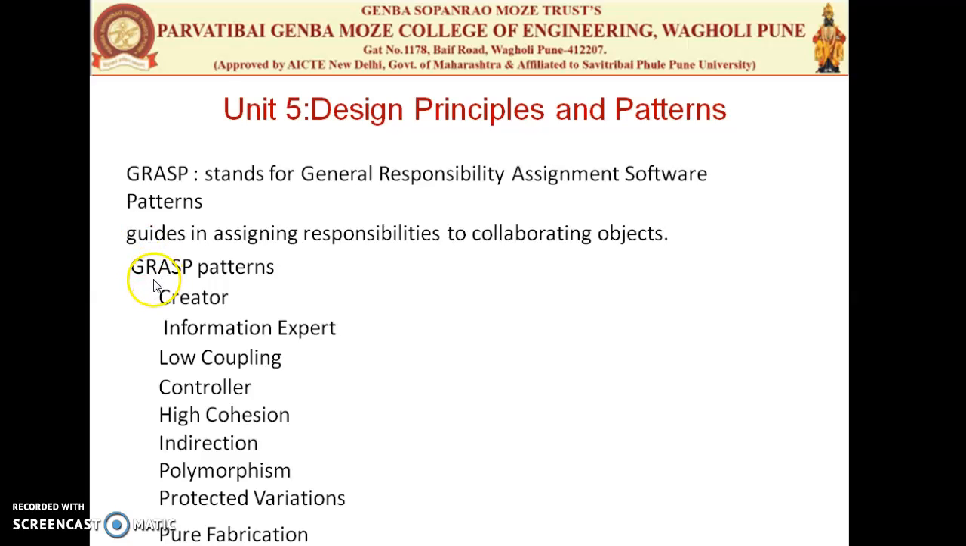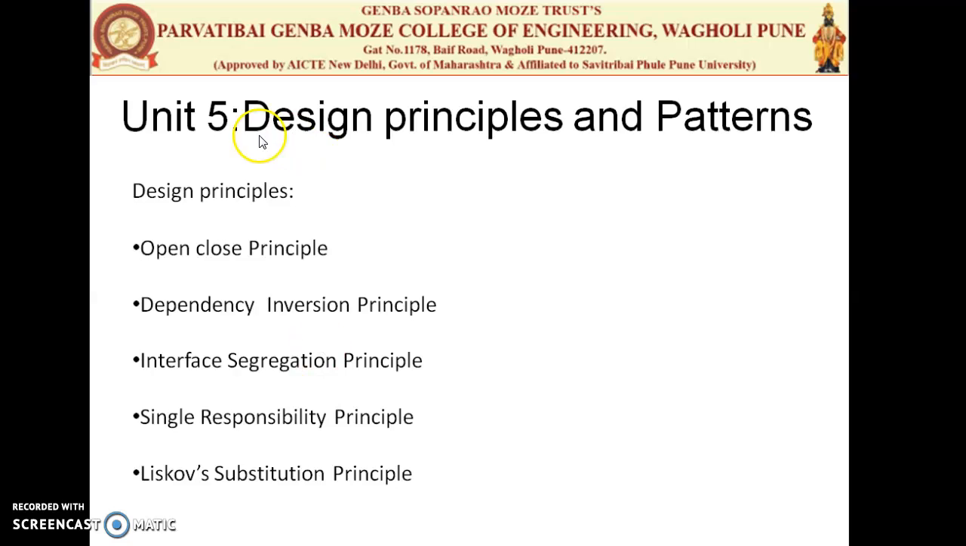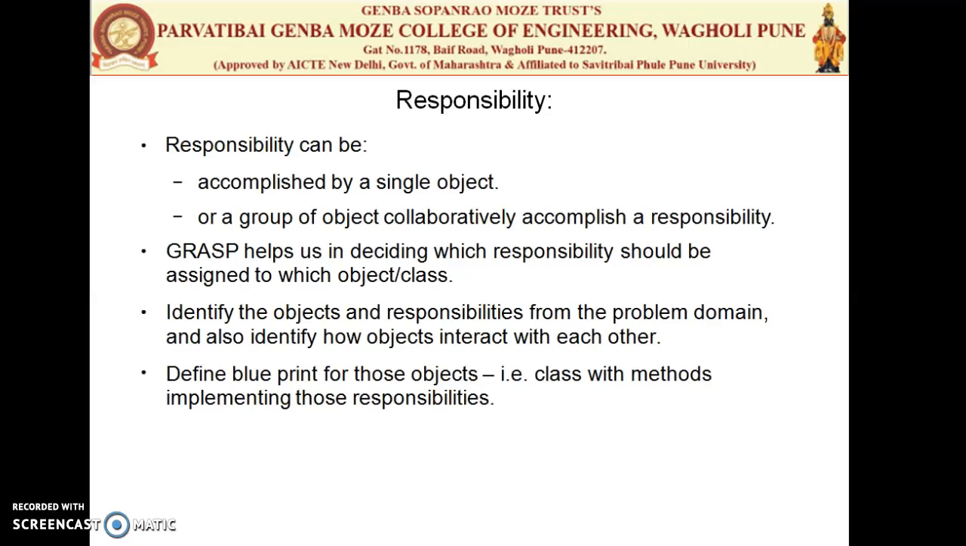There are different patterns under GRASP. The first one is the creator, second is the information expert, third is low coupling, fourth is the controller, fifth is high cohesion, sixth is indirection, seventh is polymorphism, then protected variation, and pure fabrication. So we can say these are the rules or the patterns of GRASP. We'll start one by one. We have seen these principles in the last lecture, so we just move forward with it.